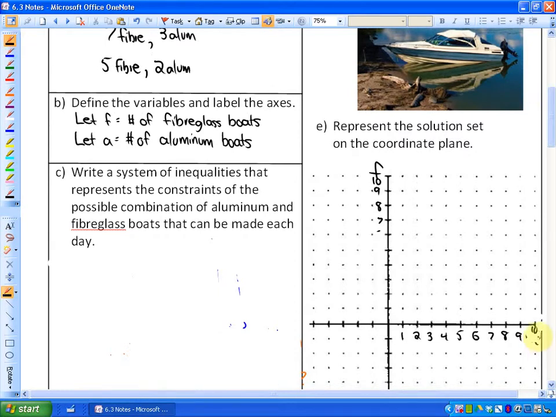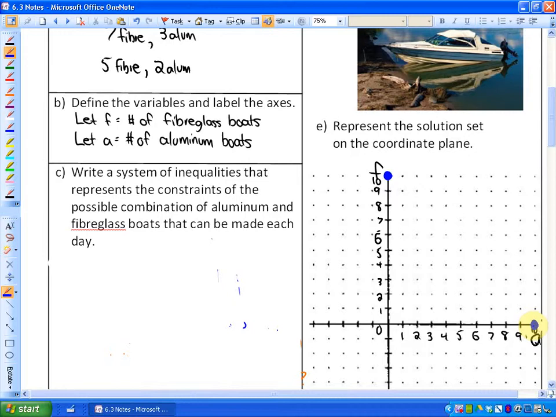So here's an example of exactly 10 boats being made in a day. If I had 10 fiberglass and no aluminum, that would be exactly 10 boats in a day. Or another combination of exactly 10 boats in a day would be if there were 10 aluminum boats and no fiberglass boats. So that would be another possible combination that would represent that possibility. So that would be our boundary line.